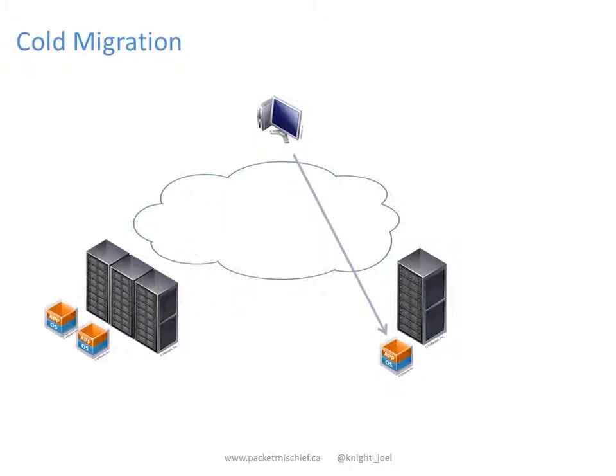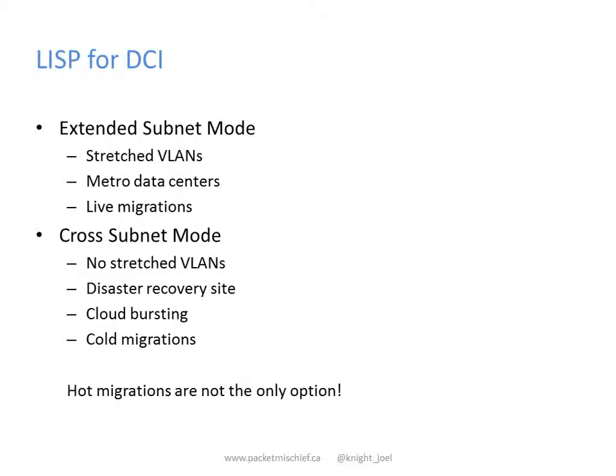So how do we make that happen? LISP actually has two modes of operation. First, there's extended subnet mode. This mode would be used when there's some sort of layer 2 connectivity between the locations, let's say OTV, where OTV is handling the connectivity between the sites. We've got layer 2 adjacency. We are moving servers from left to right.